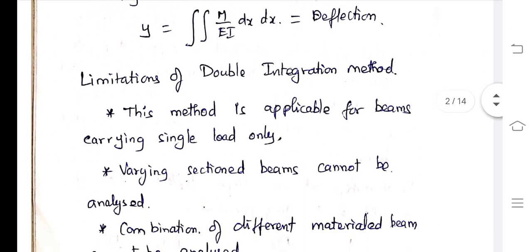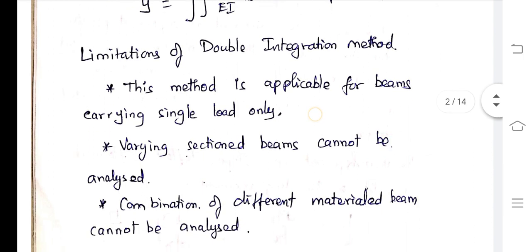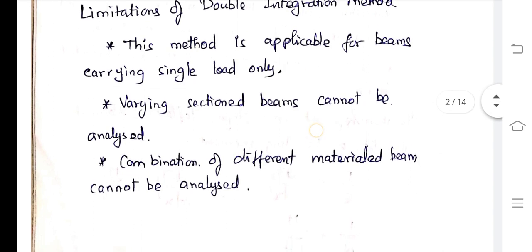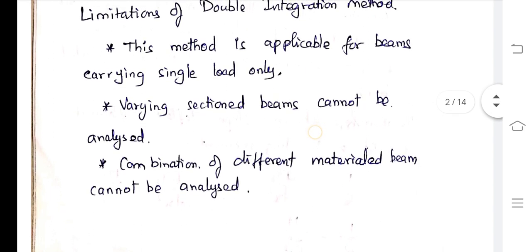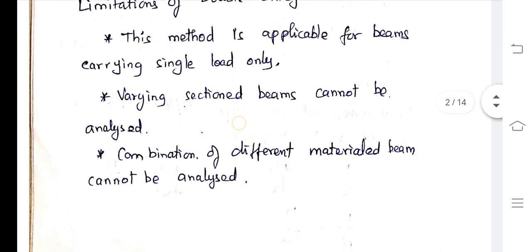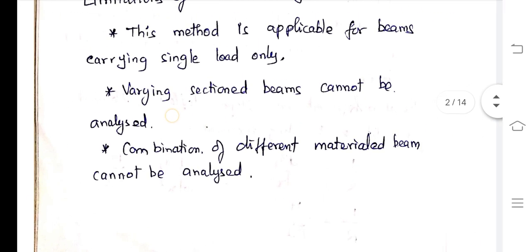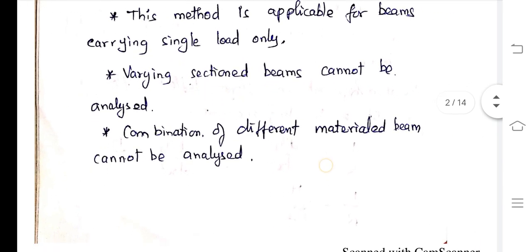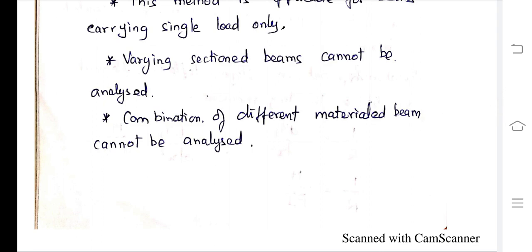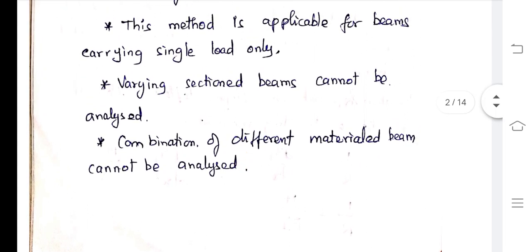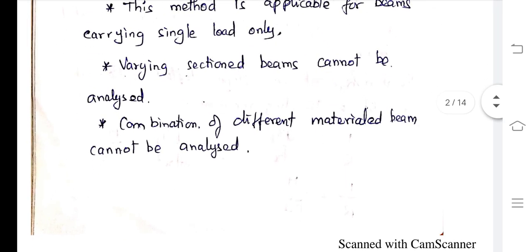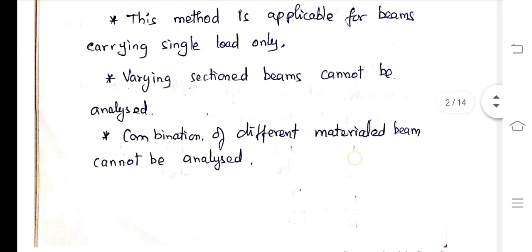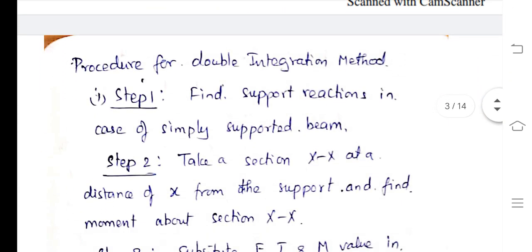Then the limitations of the double integration method. This method is applicable for beams carrying a single load only. Then it is not applicable for varied section, that is, for different I values it cannot be analyzed. Then combination of different materials, which means that different E values cannot be analyzed, which means that for this integration purpose you have to keep the I value and E value constant throughout the length of the beam.